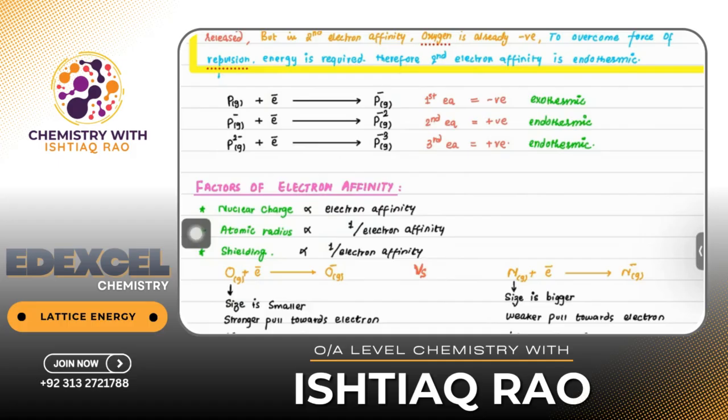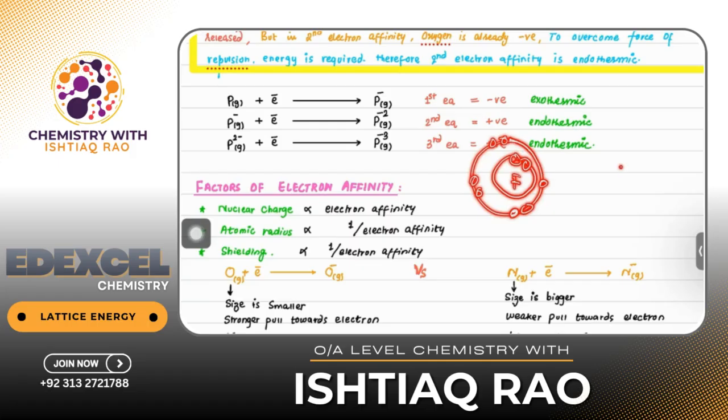So it depends on the size, the nuclear charge, and the shielding. Shielding means repulsion between inner electrons, right? So let's say fluorine is going to have only two shells. One, two, three, four, five, six, seven. Right? This is the electronic structure for fluorine.